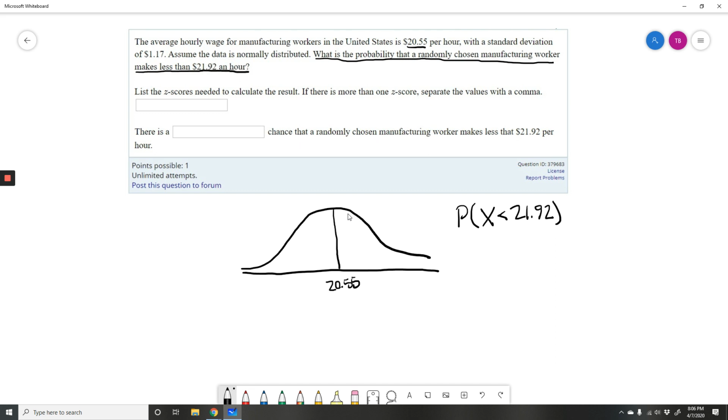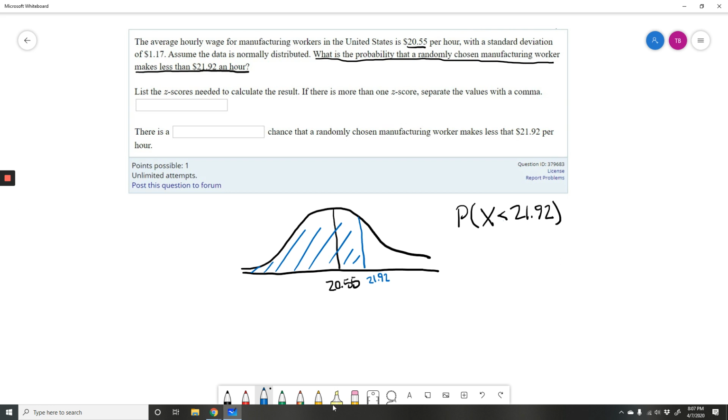There we go. So what that looks like graphically, remember, probability equals area. So what we want to find is, let's see, 21.92, that's bigger than $20.55, so it's somewhere over here, 21.92. And we want the probability that we're going to be less than 21.92. So we want this area over here, okay?